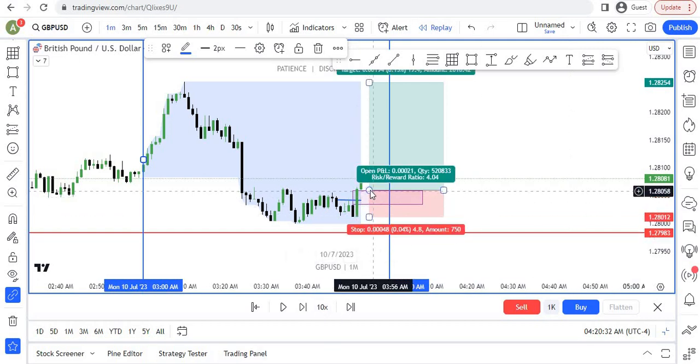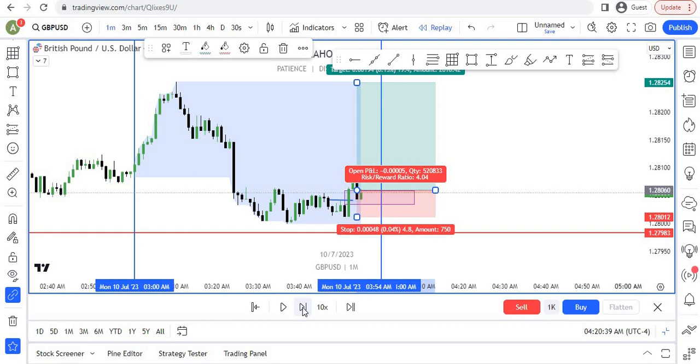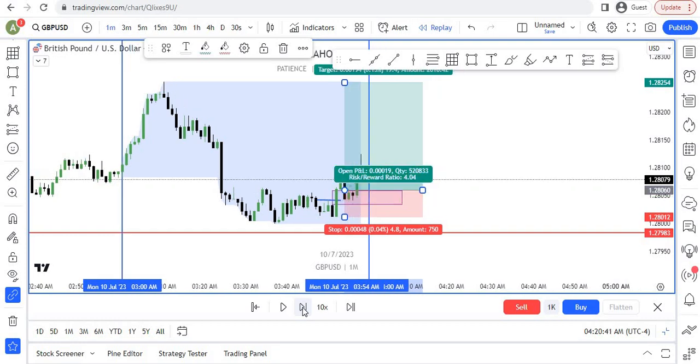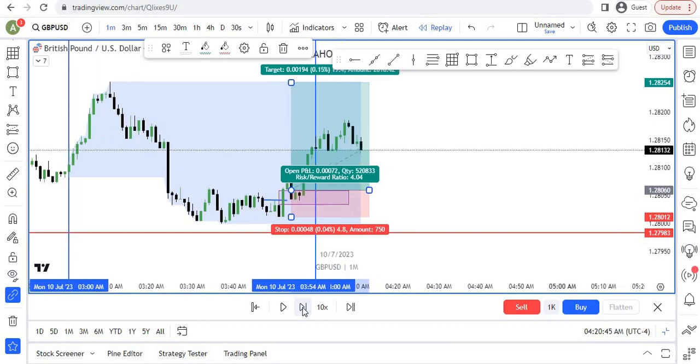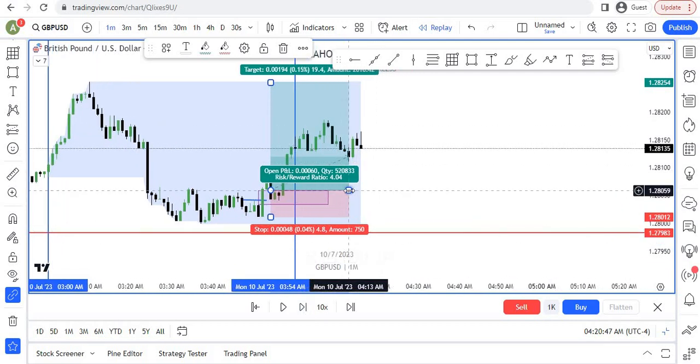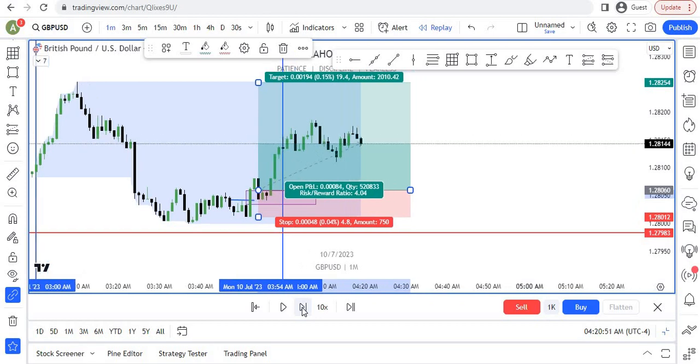Let's play it out and see what happened. We are in the trade and in consolidation, the trade is running, moving, keep your attention on it, and you are holding like this.